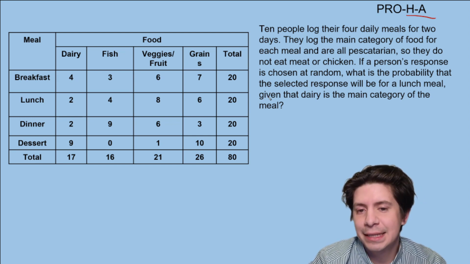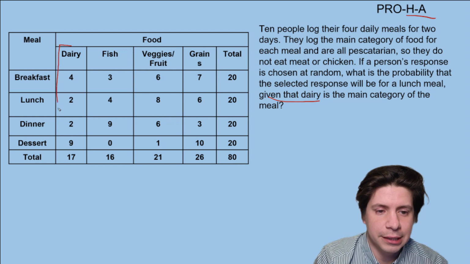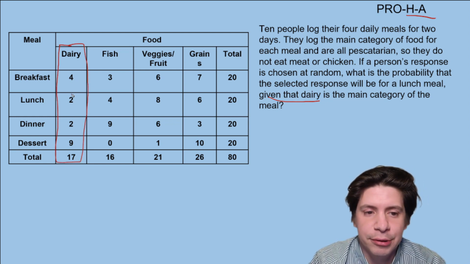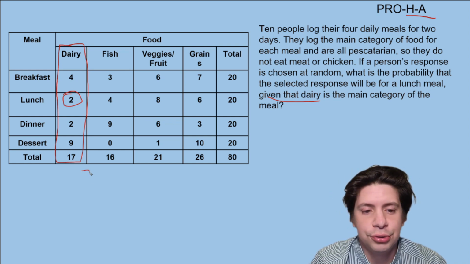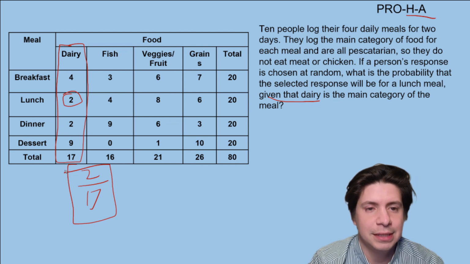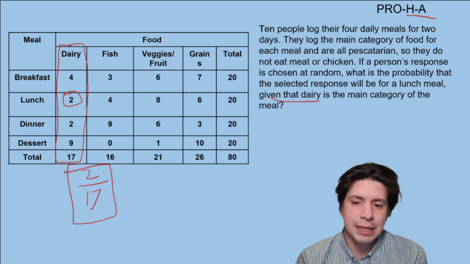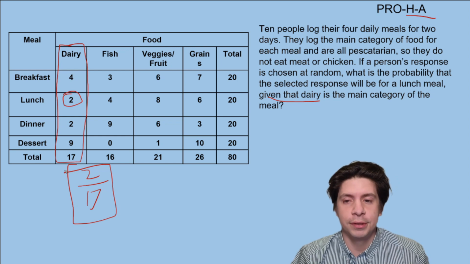So the fact that it's given that dairy is the main category, that tells us we only need to focus on dairy. And then it's saying what's the probability it's a lunch meal. There's two lunches where dairy is the main. So it'll be 2 out of the total dairy meals, 17. So our answer will be 2/17. And you can convert that to a decimal, but it's free response. You can just put in 2 out of 17 and you'll be golden, okay?